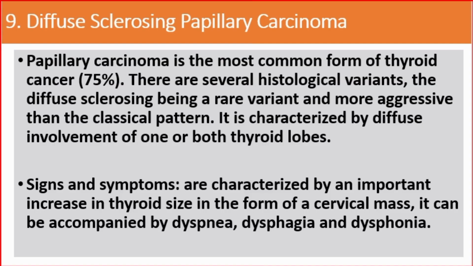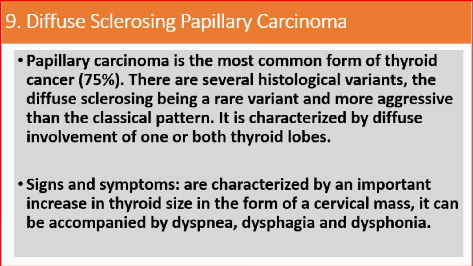Number 9. Diffuse sclerosing papillary carcinoma. Papillary carcinoma is the most common form of thyroid cancer, 75%. There are several histological variants, the diffuse sclerosing being a rare variant and more aggressive than the classical pattern. It is characterized by diffuse involvement of one or both thyroid lobes.